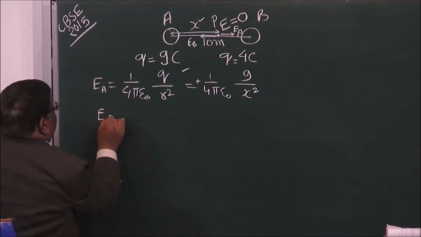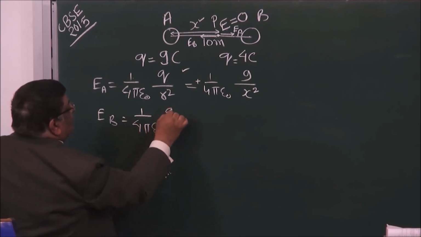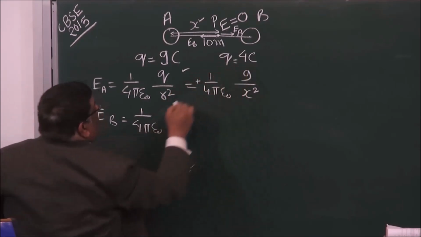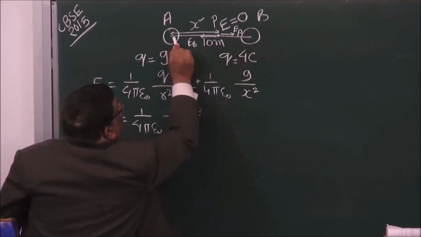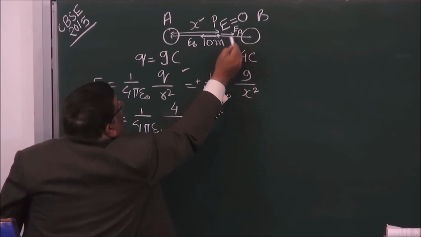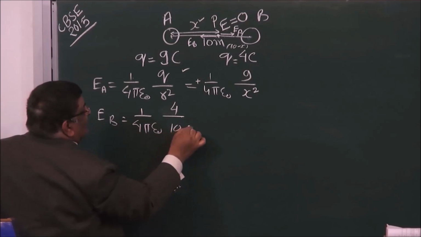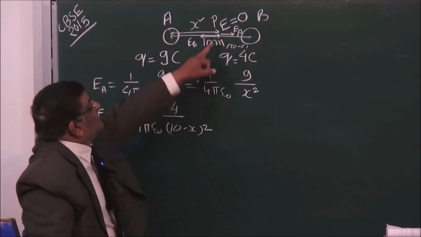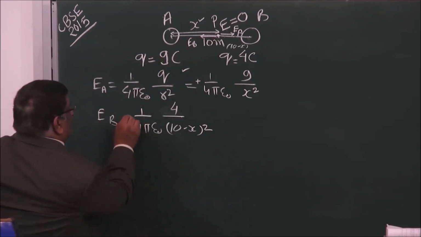Now, E due to B is equal to 1 upon 4 pi epsilon naught Q upon R square. Again we put the value here: Q is equal to 4, and the total distance is 10, so subtracting x from 10, this will be 10 minus x. So this is 10 minus x square. And this direction is opposite, so this is negative.